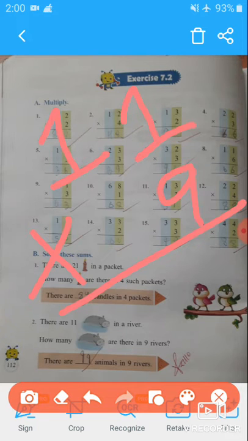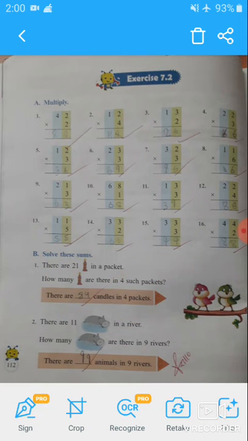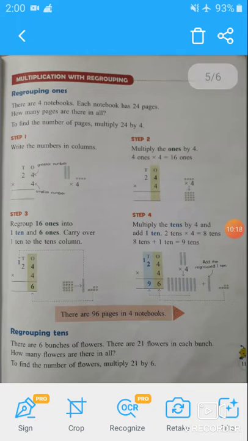Step 1, multiply the ones. So 9 multiplied by 1 equals 9. Second step, multiply the tens. So 9 multiplied by 1 equals 9. So students, there are a total of 99 animals in 9 rivers. So these were the story sums of this exercise. I hope you understood it very well.